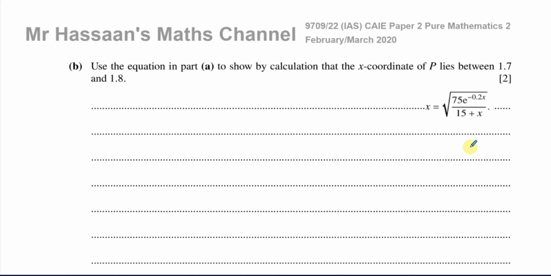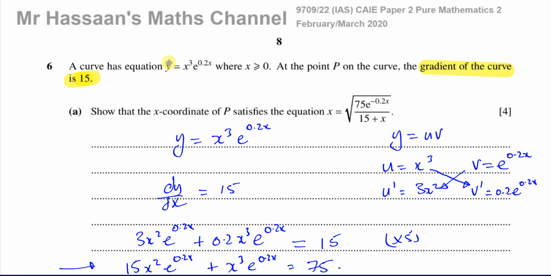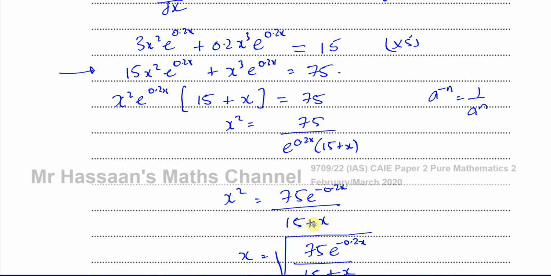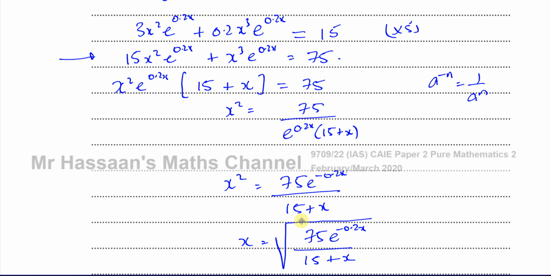So in part B, it says use the equation in part A, which was basically this we formed after we found, basically we had to differentiate this equation. Let's just quickly recap. You had to find where the gradient of this curve was equal to 15. So we had to take this and differentiate it, find the gradient function equated to 15, and we ended up with this equation, okay, which is simplified as follows.